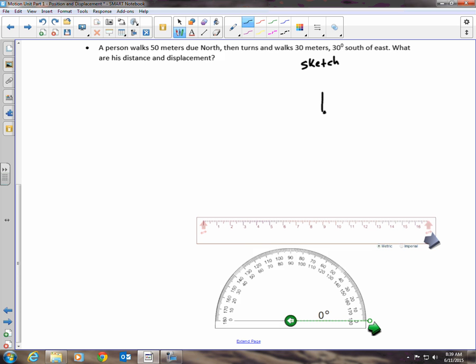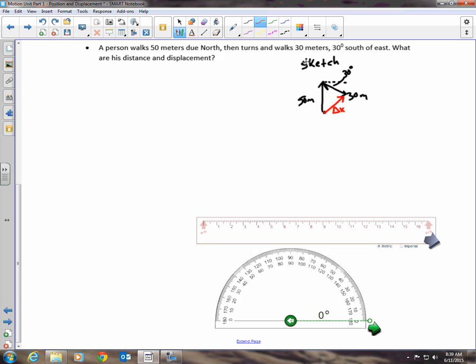Starts here, goes 50 meters to the north, and then goes 30 degrees south of east. So we have to draw in a little reference line going east. So he goes south of that 30 degrees. So something like this. The length of that is 30 meters, and this angle here is 30 degrees. Now, I can sketch in the resulting displacement. It's going to be right here.